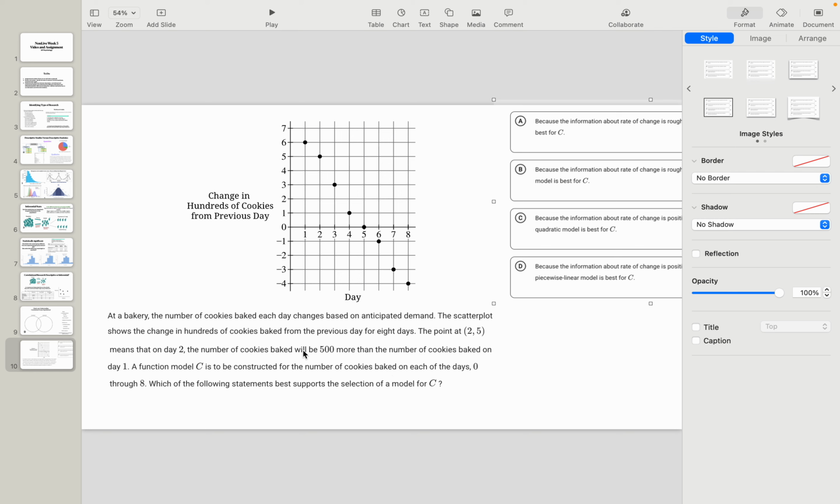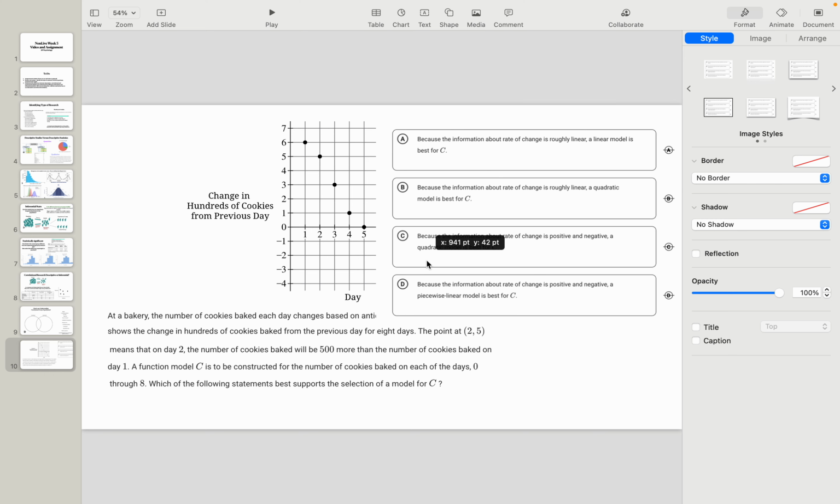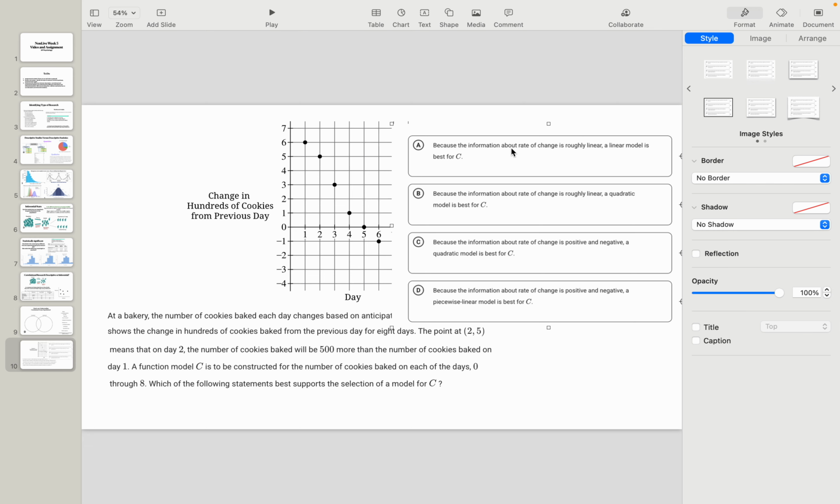A function model C is to be constructed for the number of cookies baked each day. But that's not what we see here, right? That's to be constructed, not what we see. So which of the following statements best supports the selection of model C? We don't actually have to make the model for C. We just need to be able to pick from these choices. It says, based on the information, the rate of change is roughly linear, a linear model is best.